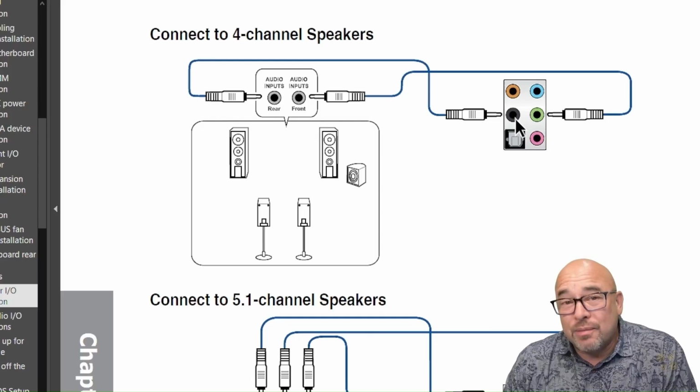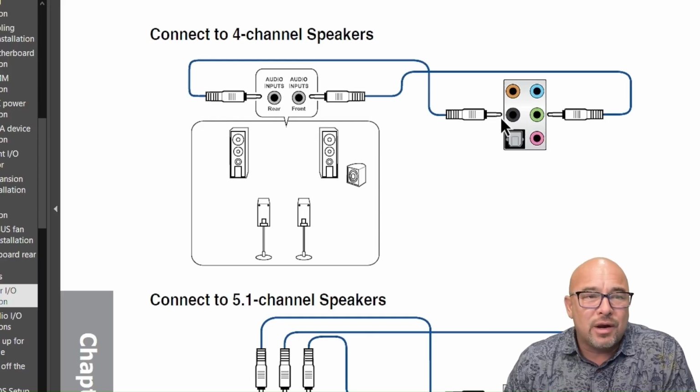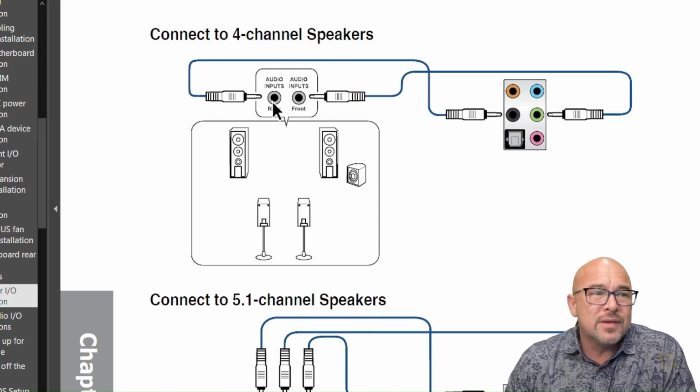Then you would put the rear inputs in this black jack right here. And again, these are 1/8" connectors, and you can see where that would go here in your inputs. That would go in the rear.